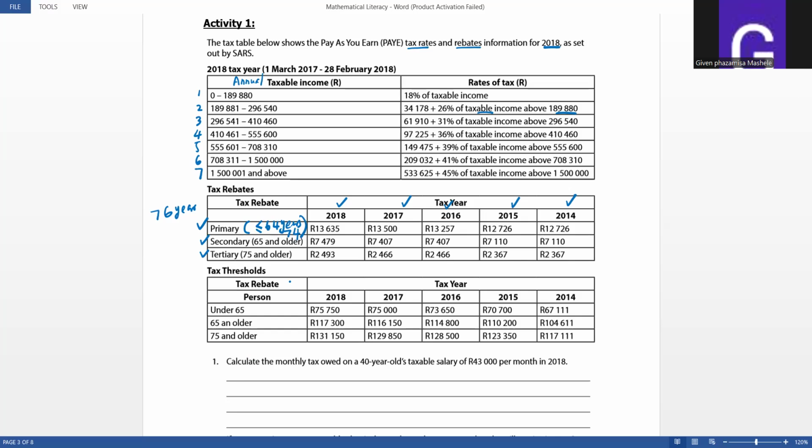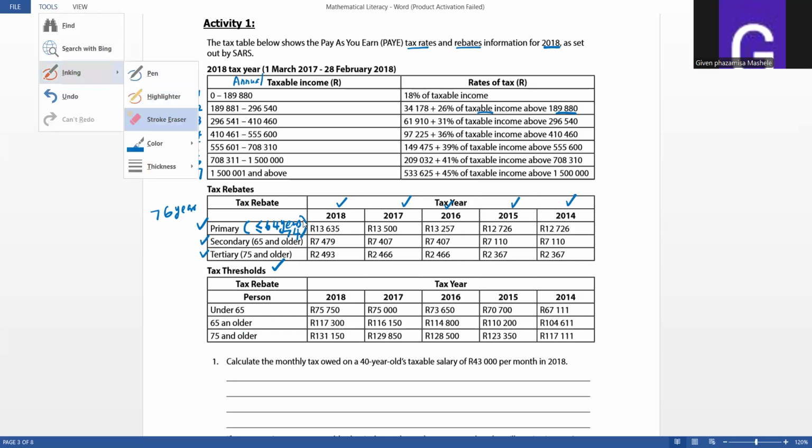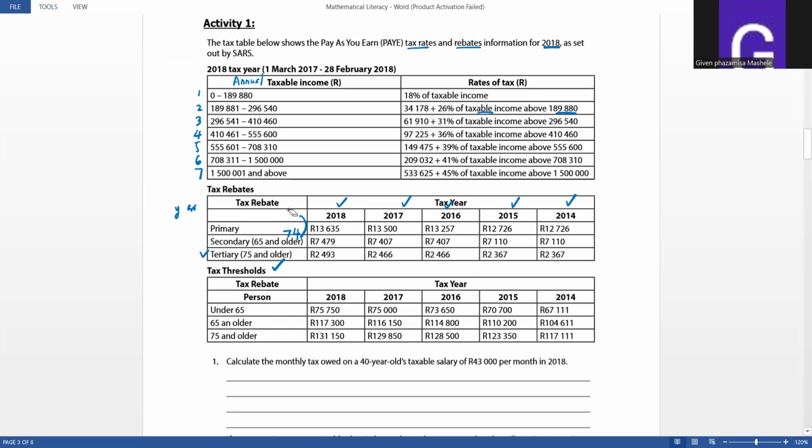Then we also have the tax threshold or the income level. This tells us that any person who's under 65 qualifies to pay tax if he's earning more than 75,750, based on the age of the person. But this is on an annual basis, so you need to be able to understand this. Right, let's now go through the examples together and try to answer the questions.